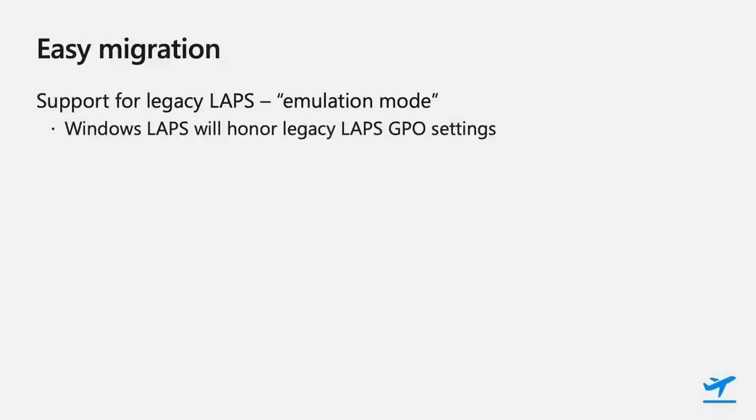I wanted last to talk a little bit about some of the migration scenarios we have. Many of you will have really large existing legacy Labs deployments, and we've built in support to this new Labs client in Windows to support the legacy Labs policy settings. We call this legacy Labs emulation mode. So we will honor the legacy Labs GPO settings. When you configure the new Windows Labs to do that, we will operate over the legacy Labs schema element. So we're updating the ms-Mcs-AdmPwd schema attribute.